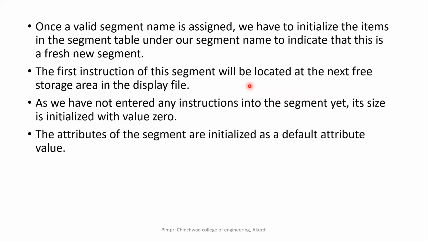Once a valid segment name is assigned, we have to initialize the items in the segment table under our segment name to indicate that this is a fresh and new segment. The first instruction of this segment will be located at the next free storage area in the display file. As we have not entered any instructions into the segment yet, its size is initialized to 0 because no instruction is there. The attributes of the segment are initialized to the default attribute values.